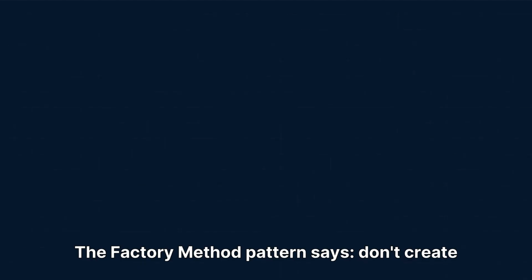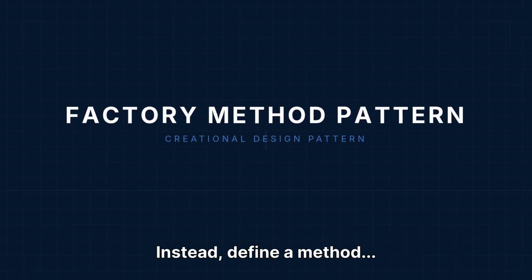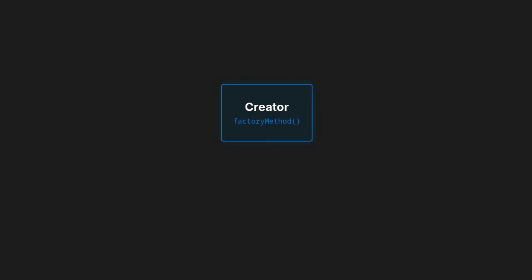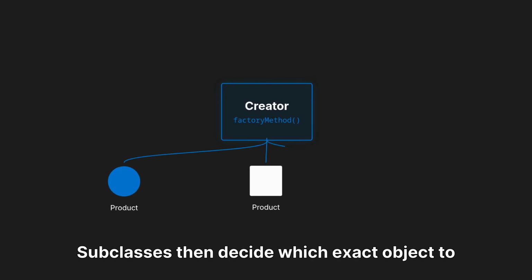The factory method pattern says, don't create objects directly with new. Instead, define a method, a factory method that creates objects for you. Subclasses then decide which exact object to create.